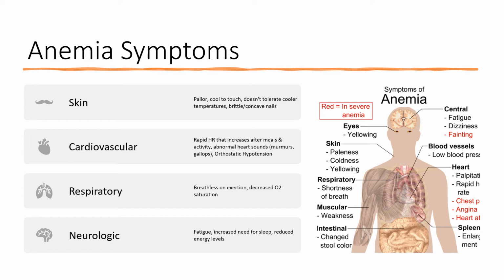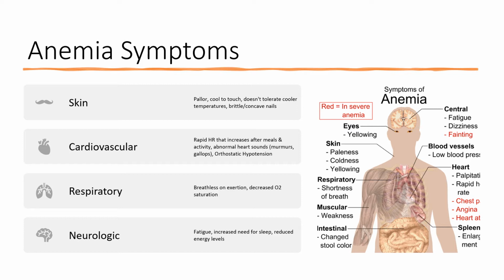Cardiovascular-wise, they have a rapid heart rate, and it increases after meals and activity because they're not used to that increase in metabolism, increase cardiovascular-wise. So very little things overwhelm their cardiovascular system. They may have abnormal heart sounds like murmurs or gallops, and orthostatic hypotension can occur as well. Again, very easily overwhelmed. Respiratory-wise, they can be breathless on exertion. They have a decreased O2 saturation, and neuro-wise, they are very fatigued. They have an increased need for sleep, and they have reduced energy levels.